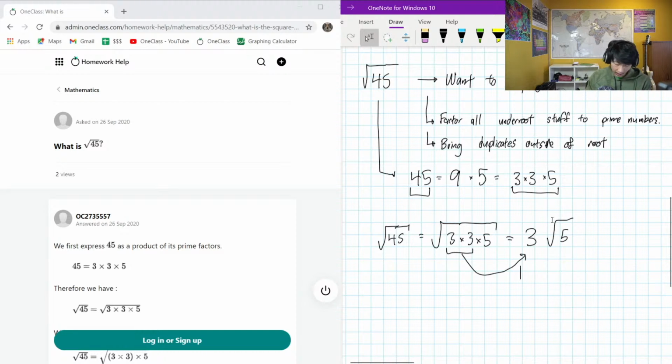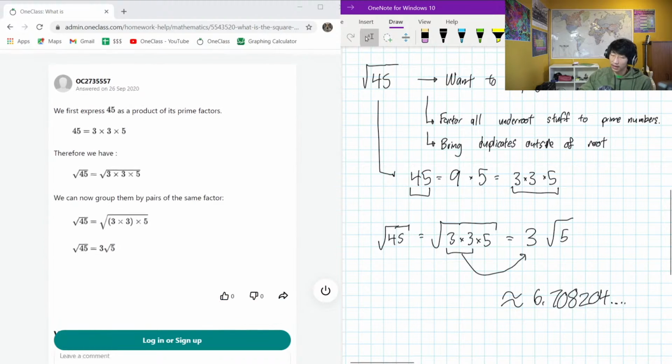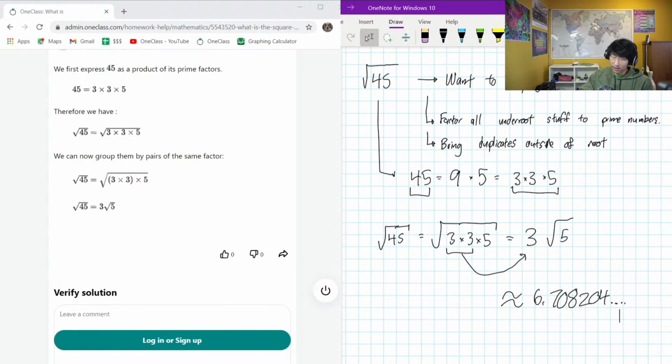And let's actually get the decimal value. So this is approximately equal to, I'm going to send it through my calculator, the actual result of this is 6.708204, on and on and on. That's a very long number, but sometimes you will need to eventually simplify it down to a decimal version, but you want to keep it in precise terms like this, 3 times root 5. You want to keep it like that as long as possible to ensure maximum precision.